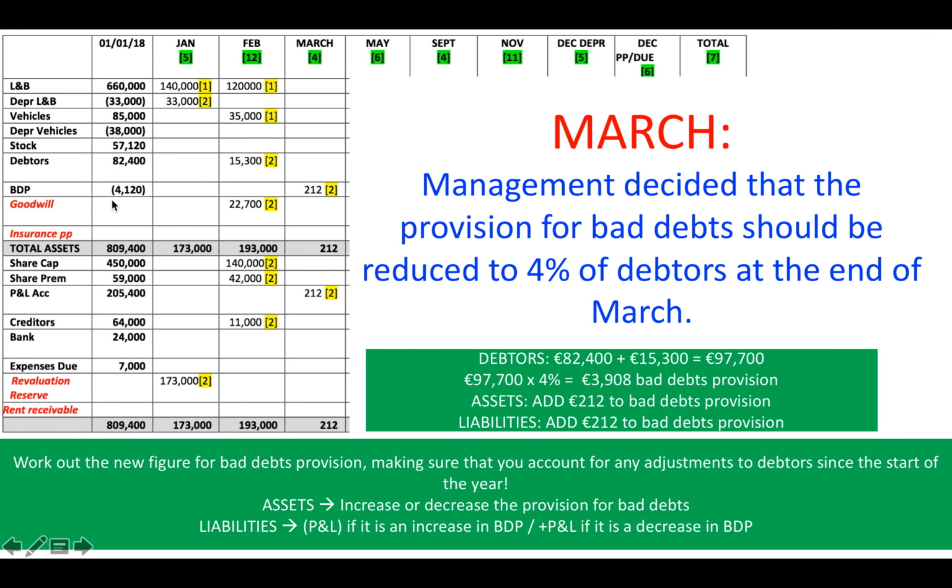Now, you see here at the start of the year, it was minus 4,120. So we are going to reduce that. So we want to add 212 back in there to make it 3,908. So at the moment then, our bad debts provision is standing at 3,908. Now, a reduction in bad debts provision is going to increase my profit figure. So I'm going to put the 212 into the P&L. So you would know in your question 1 that you put a reduction in bad debts provision into other operating income. So that is going to increase our profit. So we throw that in there, and 212 in assets, 212 in liabilities.